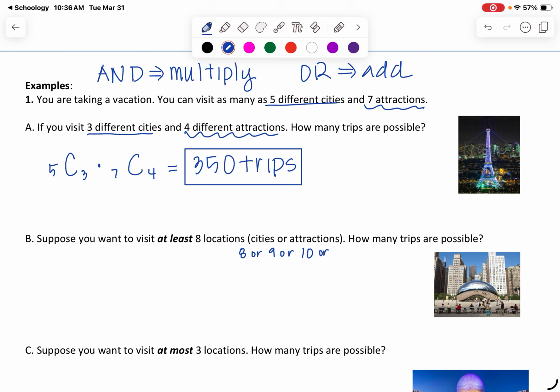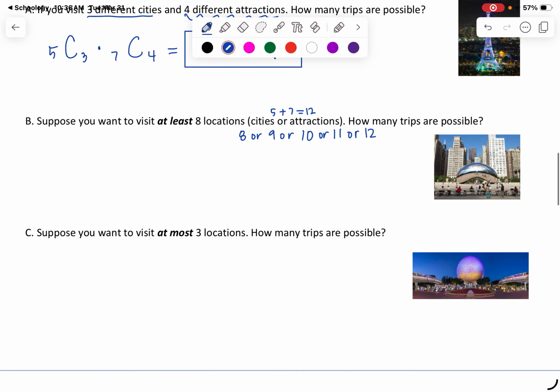I swear I know how to add. 5 plus 7 is 12. So I can do 10 or 11 or 12. So since it's "or", right, because I can't see 9 and 10, I'm going to be using addition. So also combinations because the order does not matter.